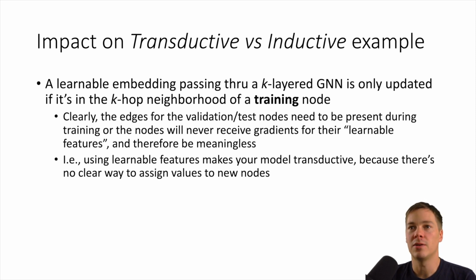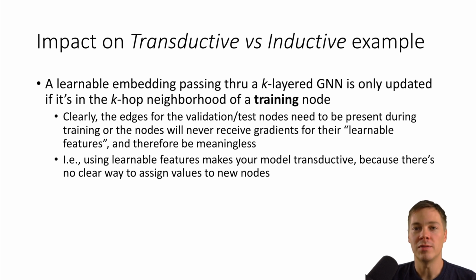Okay, how does this relate back to transductive versus inductive? Well, let me give one example. We mentioned that the learnable embedding passing through this k-layered GNN is only updated if it's in the k-hop neighborhood of a training node. But clearly this means that if the edges for all of the validation and test nodes are absent from the training process, then they'll never be in the k-hop neighborhood of a training node and will never receive gradients for their learnable features, which will mean they have meaningless learnable features. They'll never be updated.